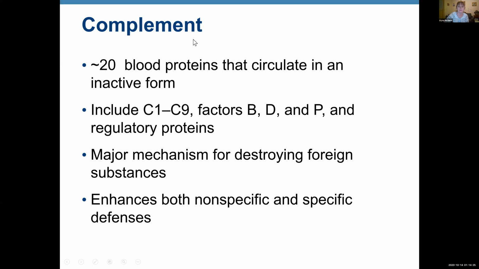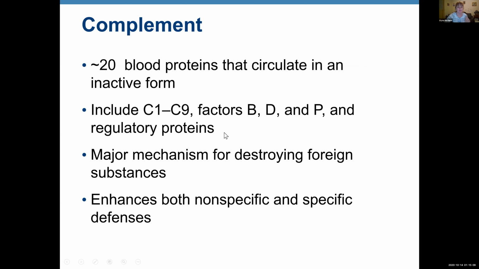Another part of the second line of defense, or non-specific defense, is complement. It's a nice word, but what is complement? Complement is actually about 20 different blood proteins that circulate in your bloodstream in an inactive form. Most of them are synthesized by your liver, and they just circulate in your blood. And they have names. They include C1, C2, C3, C4, C9 factors, so we call it this way. Then factors B, D, P, and regulatory proteins.